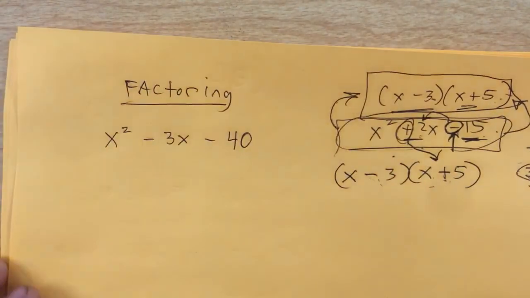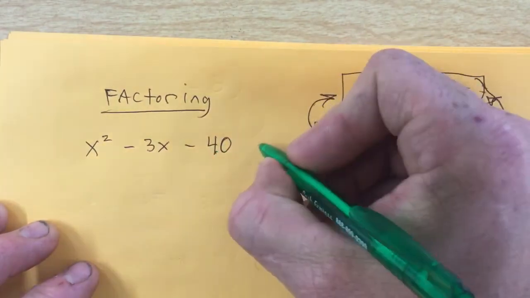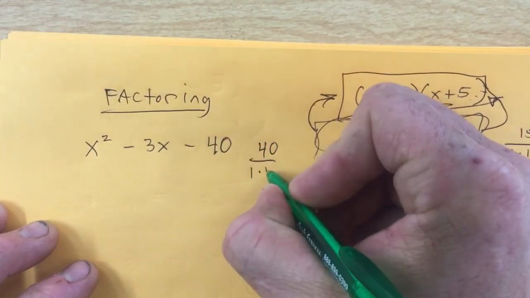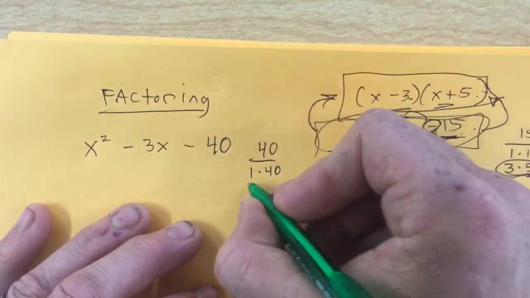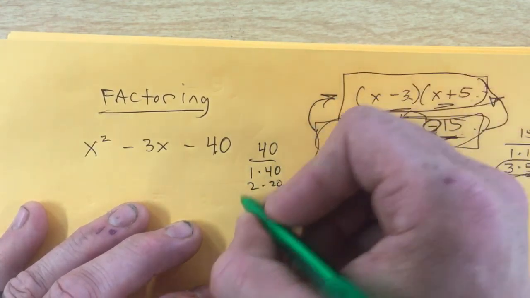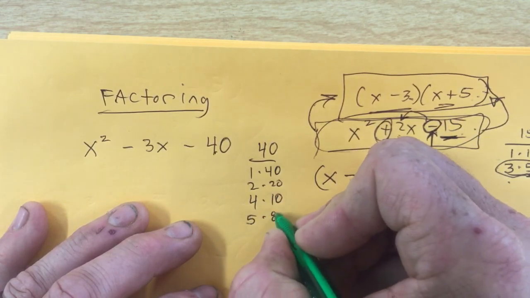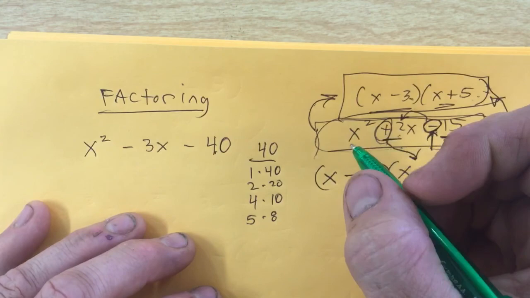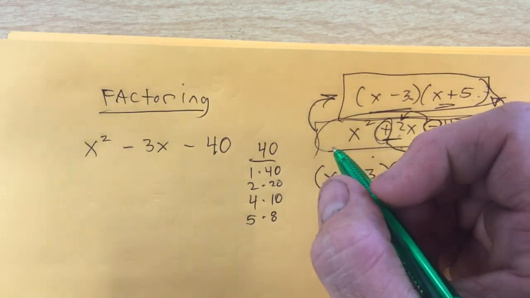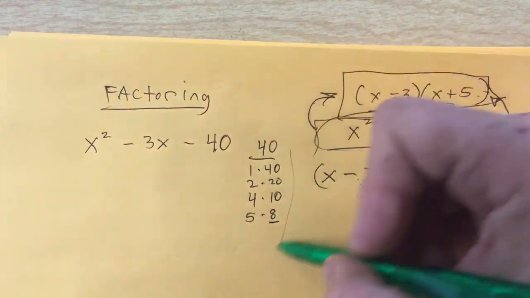Okay, so let's go to this one and factor it. All right, so I've got a 40 here. So let's break it down. 40 divided by 1 is 40. 40 divided by 2 is 20. 40 divided by 3 is a decimal, so we skip it. 40 divided by 4 is 10. 40 divided by 5 is 8. 40 divided by 6 is a decimal. 40 divided by 7 is a decimal. 8's over here, so that tells me I'm done. So there's all my possibilities.